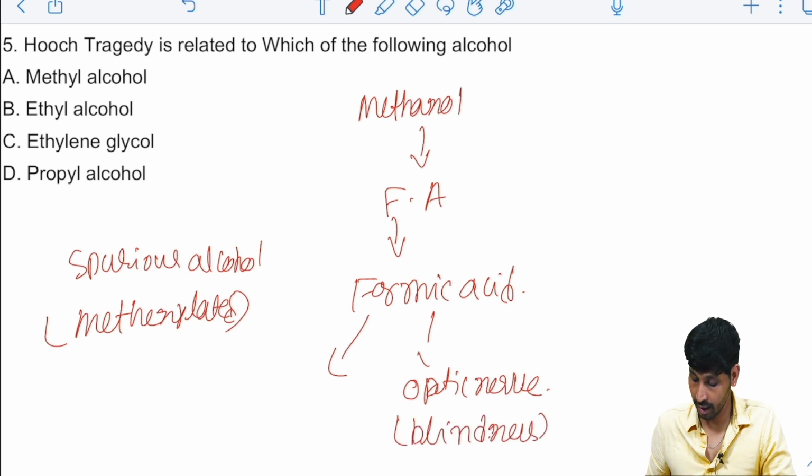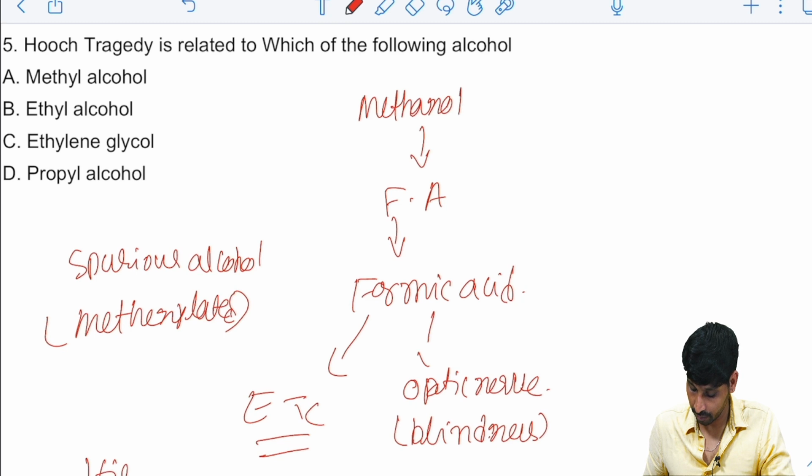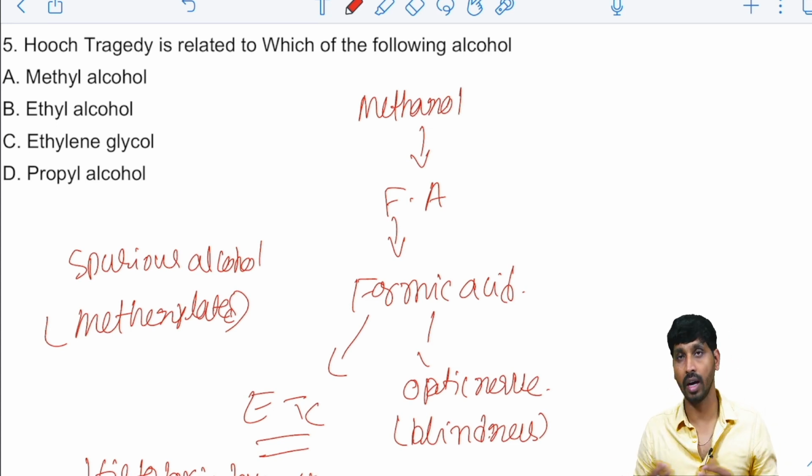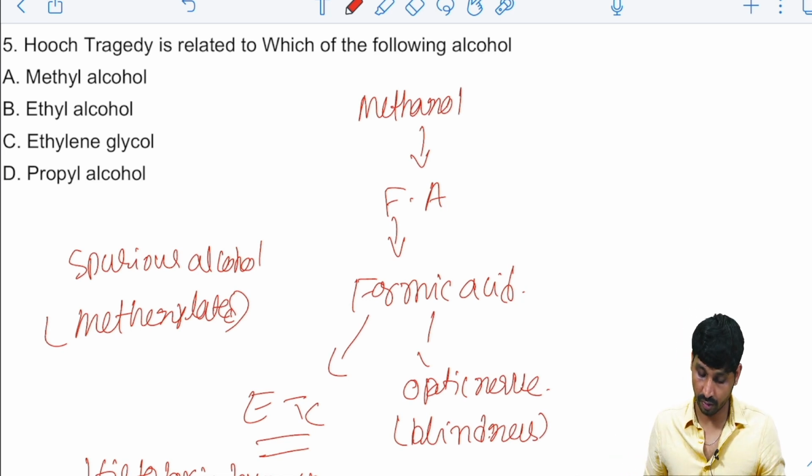and next it inhibits the electron transport chain. So no aerobic respiration. So what happens? No aerobic respiration, so histotoxic hypoxia. Right, histotoxic hypoxia, as it is inhibiting the electron transport chain. So which tragedy is related to which of the following? Here different alcohols are given. The correct answer is methyl alcohol. The rest of the options are wrong.